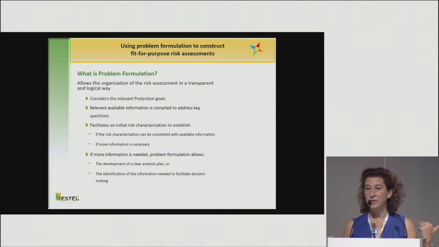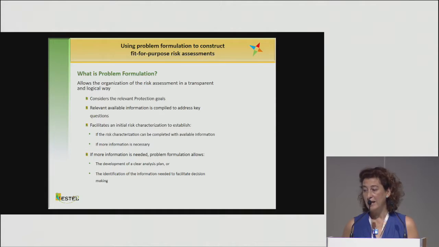And if you look at the publications I just put up, the different steps might be described in different ways. So the details might be different, but at the end of the day, it's just a method to help organize the risk assessment and make it more transparent. So it allows the organization of the information in a logical way. It does consider the protection goals. It considers the relevant information that you need to assess the key questions that you have chosen for the risk assessment. It facilitates an initial risk characterization, so you can establish if the risk characterization can be completed at this step or whether you need more information. And if you need more information, it helps you to clearly establish what information that is. So you focus the search for the information for the risk assessment.